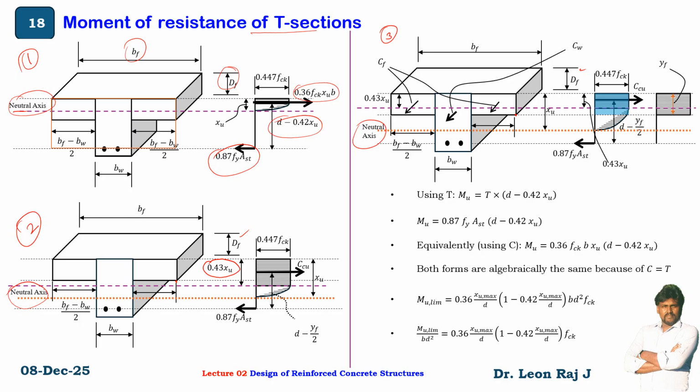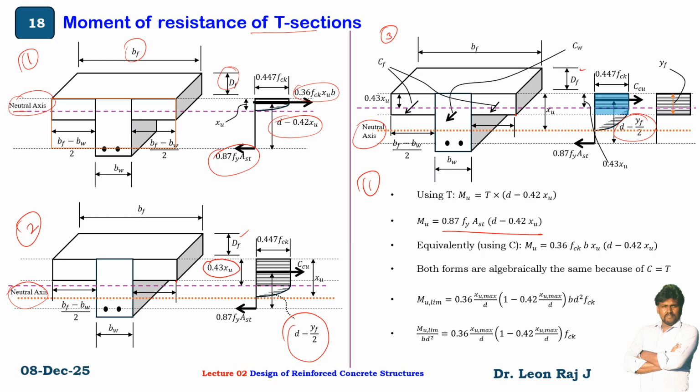In both cases, the lever arm is y equal to d minus yf by 2. They have simply given d minus yf by 2 as the lever arm. In one case yf is nothing but Df. In another case yf is written as a slightly complicated equation, which we will see in the next case. So case one is a simple formula: 0.87 fy Ast (d minus 0.42 xu).